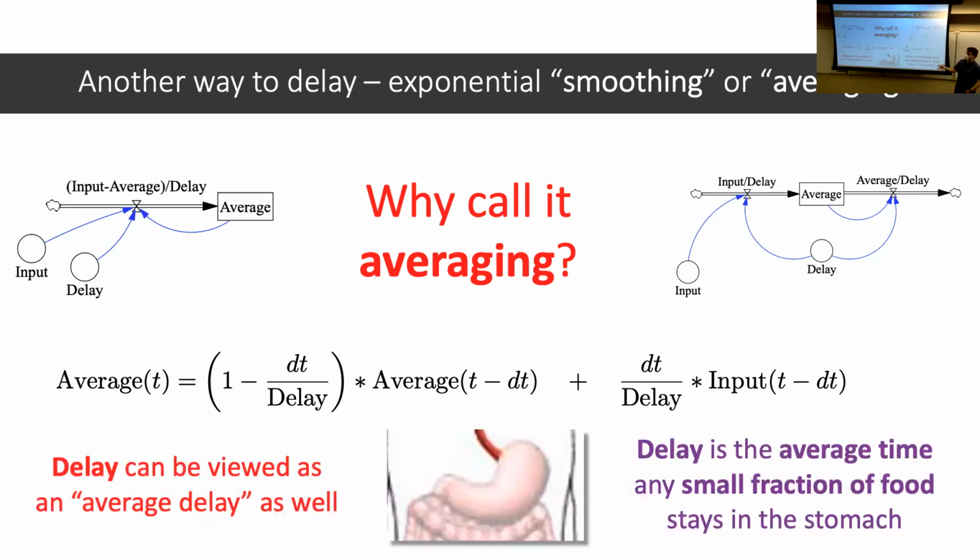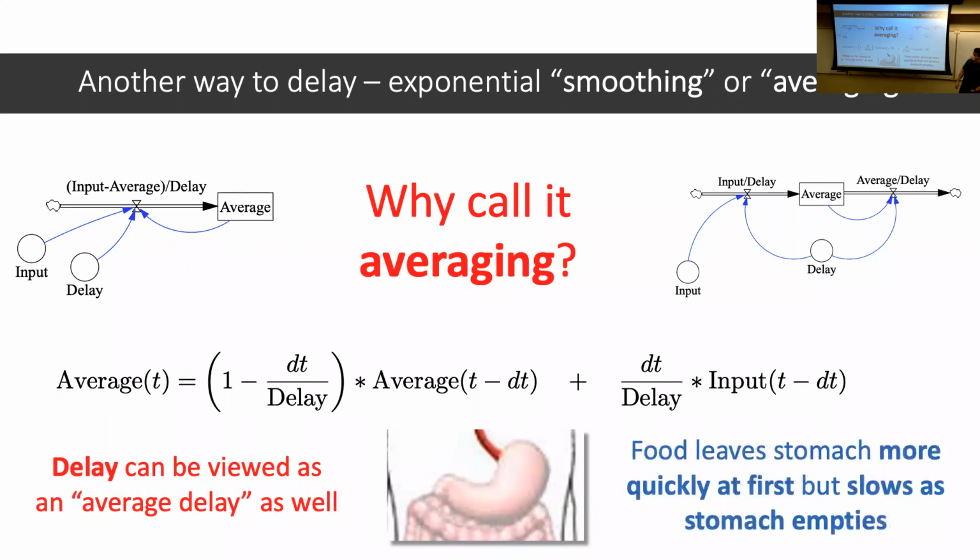Because we actually already know how to choose these delays. We talked about it in the toilet model example. So I mentioned the delay is kind of the average delay. Delay is an average time a small fraction of food stays in the stomach. It's another way we can conceptualize this.